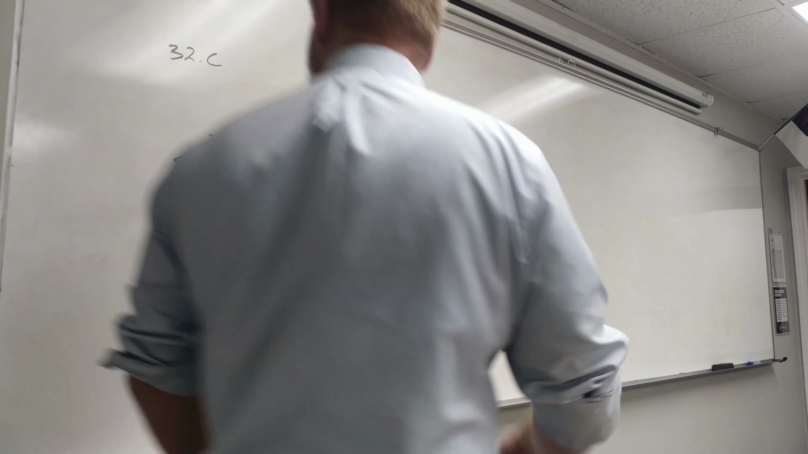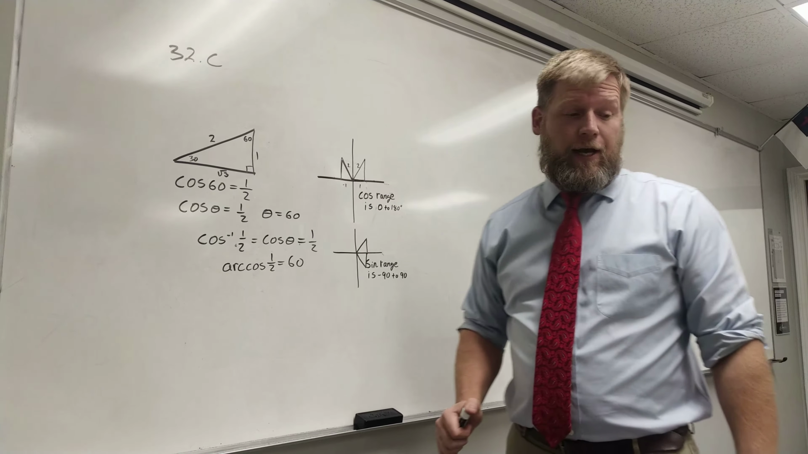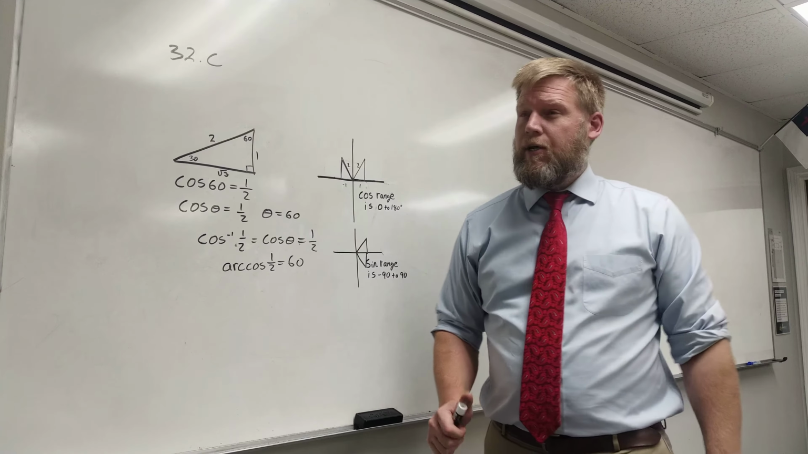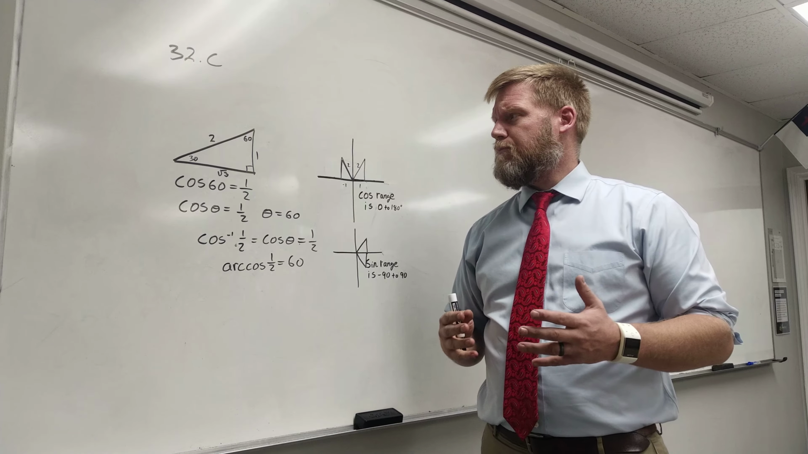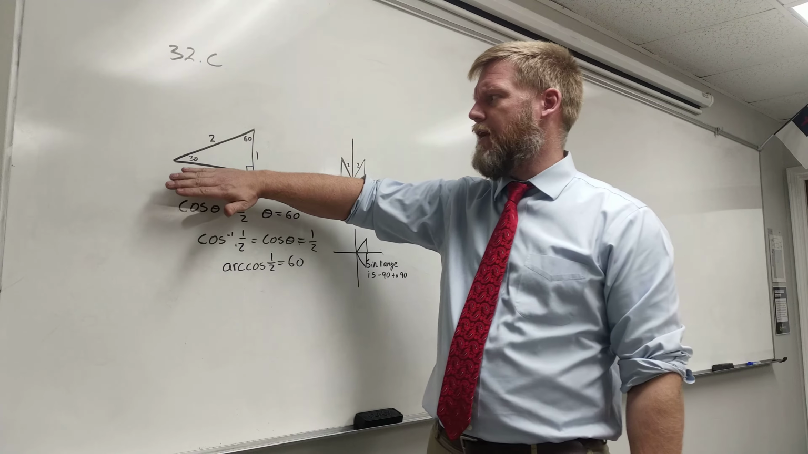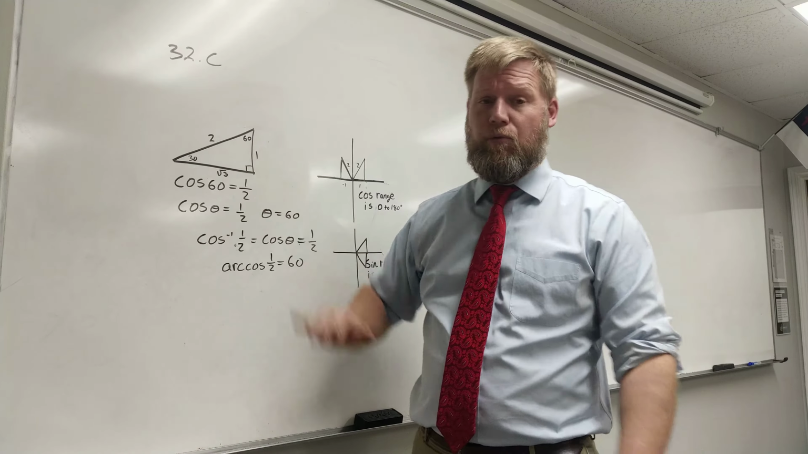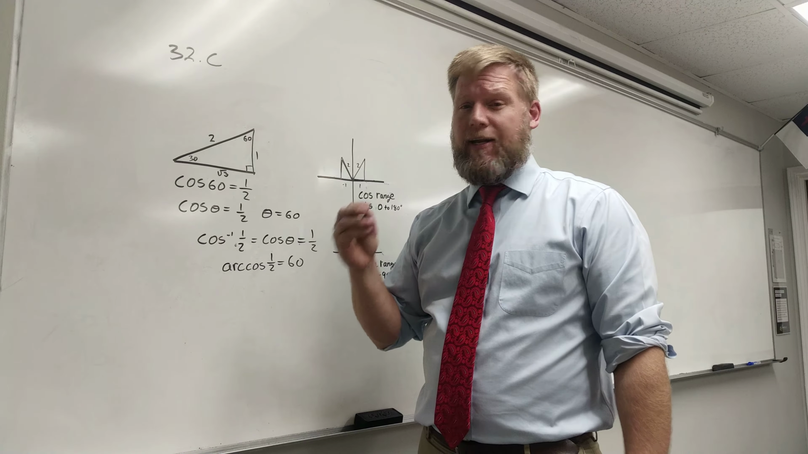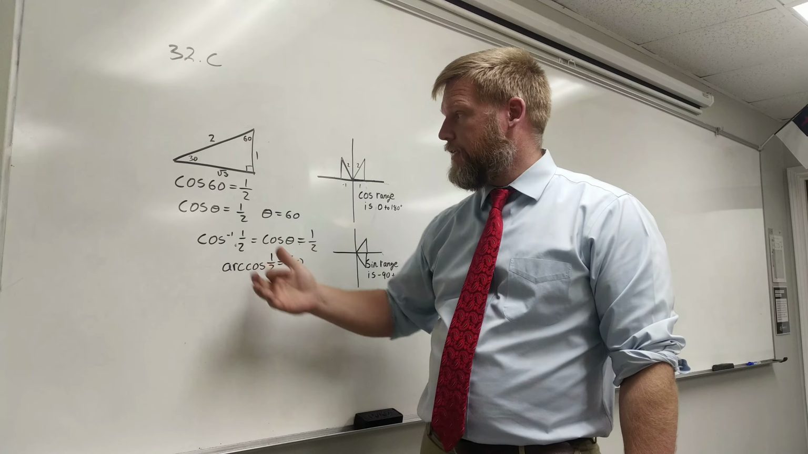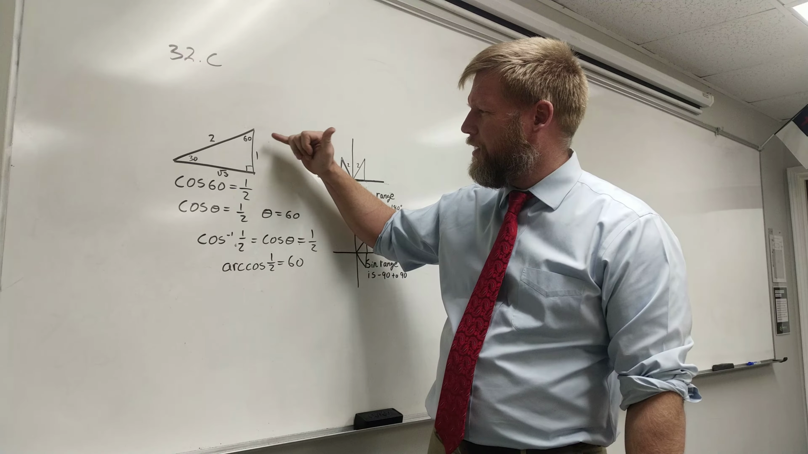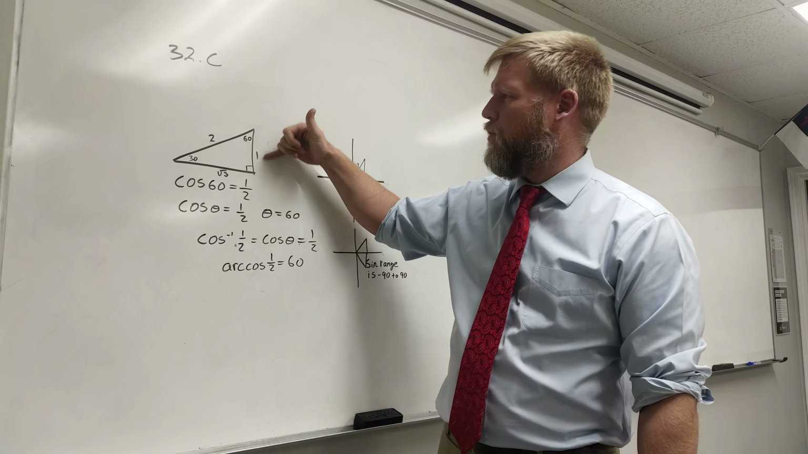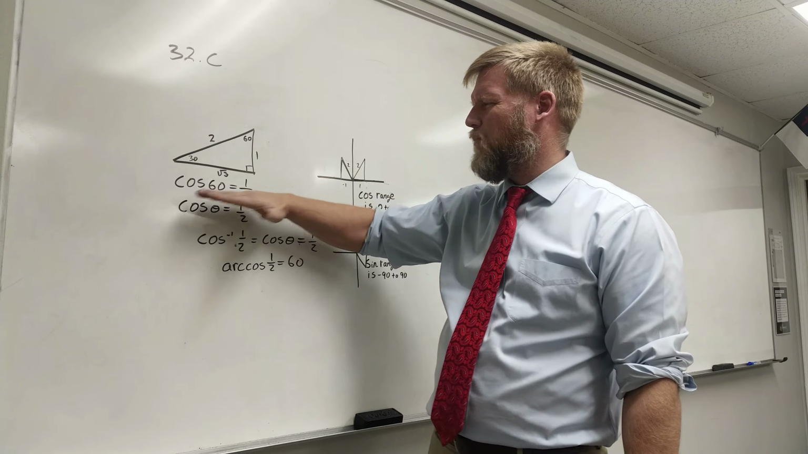This next section for 32C that we'll be discussing has to do with inverse functions. And inverse functions, we've worked with this before. If I had a 30, 60, 90 triangle, it's a 1, 2, root 3 triangle, and we wanted to find out what the cosine of 60 is, we'd say, okay, cosine is adjacent over hypotenuse. So the cosine of 60 is 1/2.